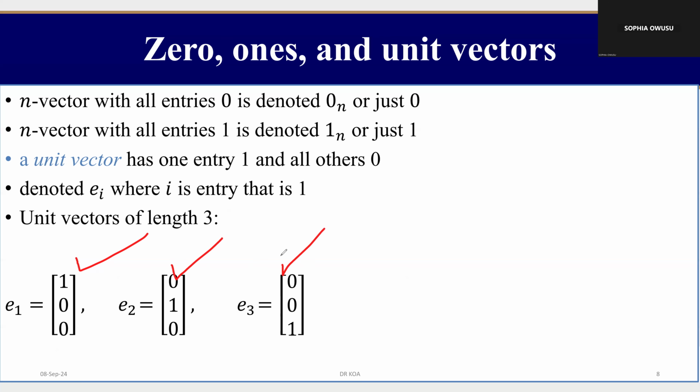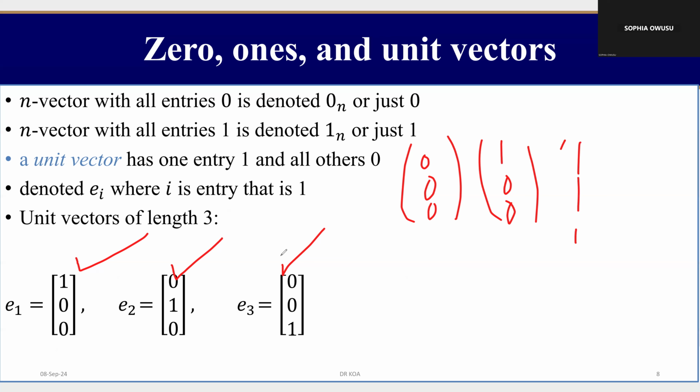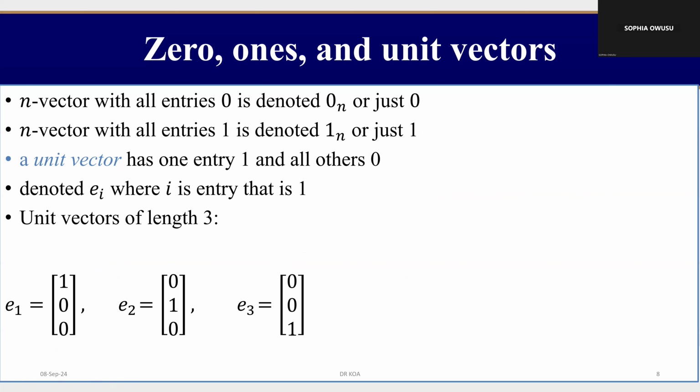Okay. Now, what about this one I've written? What vector is that? It's a zero vector. And what vector is this? It's a unit vector. And what vector is that? Oh. It's a ones vector. Yes, move on. Some of you know the answers. I know you are silently sitting.